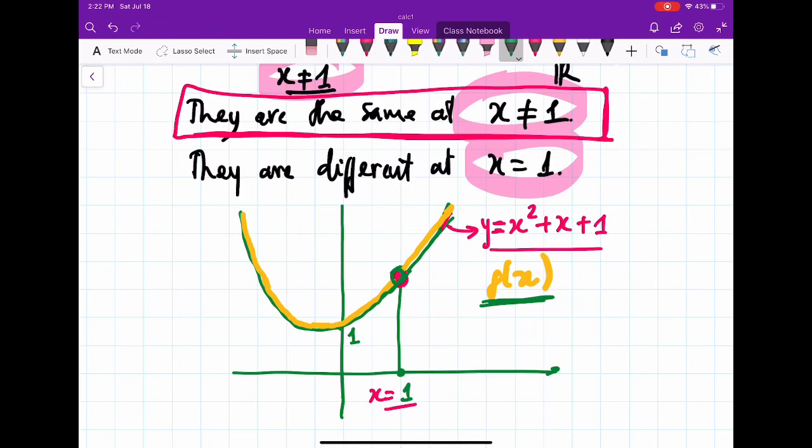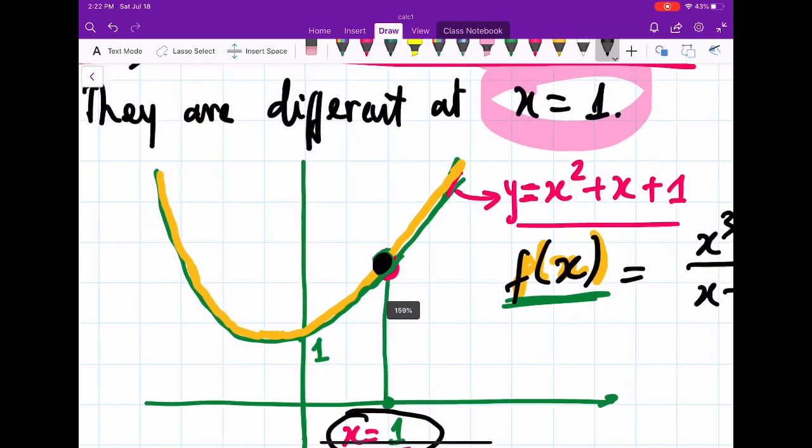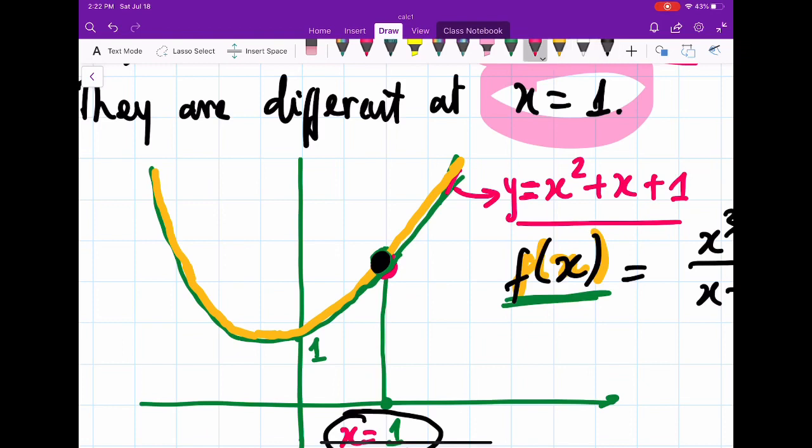So there is a hole right here, on the graph of the function f of x equal to x cubed minus 1 over x minus 1. And that happens when x equal to 1. Okay? So what can we see on this picture? I can see one thing. If I pick some point from here and let this point approach this guy, I know how to find the function value. It's easy. I just plug x equal to 1 into x squared plus x plus 1.